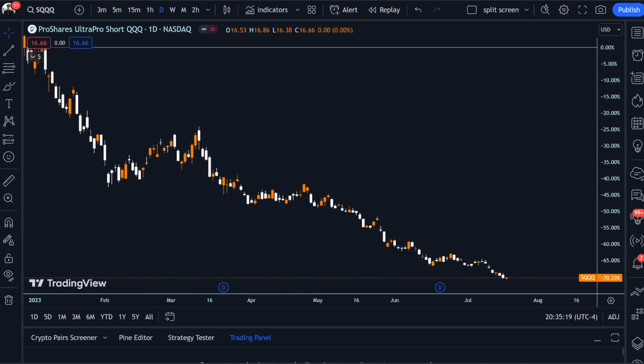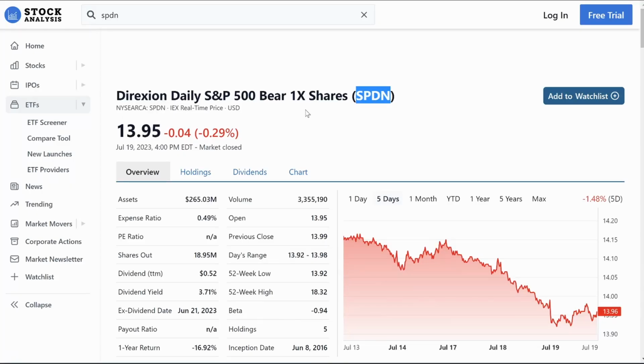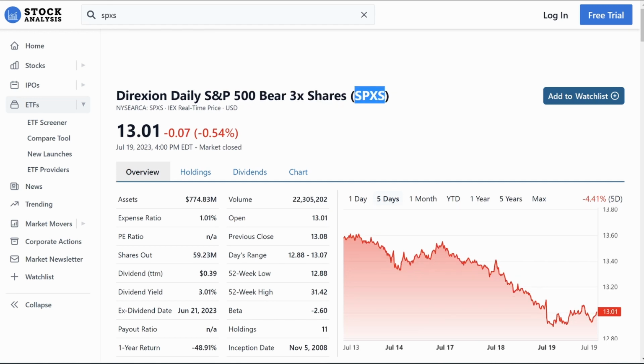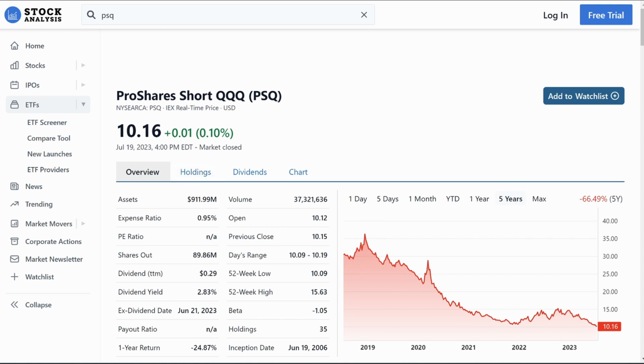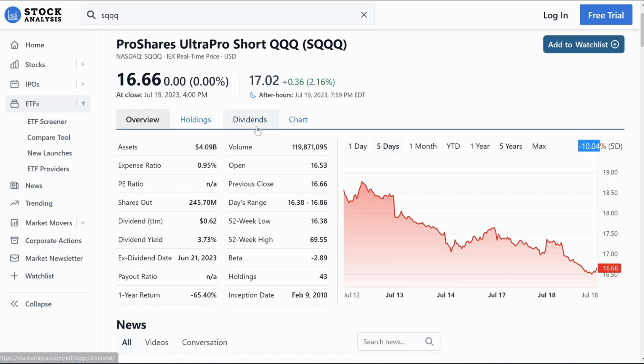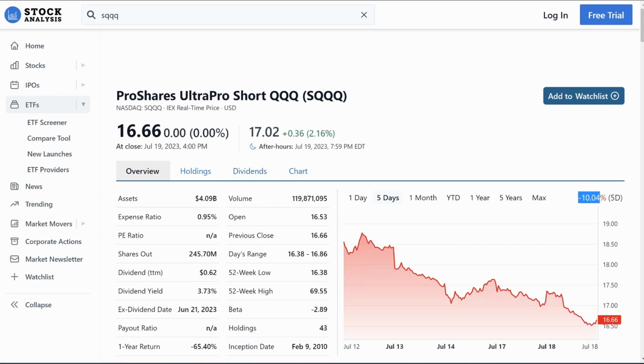Again, for the 4 ETFs, you have the 1X bear for the S&P 500. That's the SPDN. The 3X bear is SPXS. The 1X bear for the Qs is PSQ. And then the 3X short for the Qs is SQQQ.